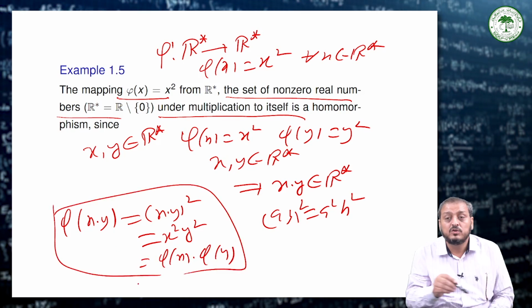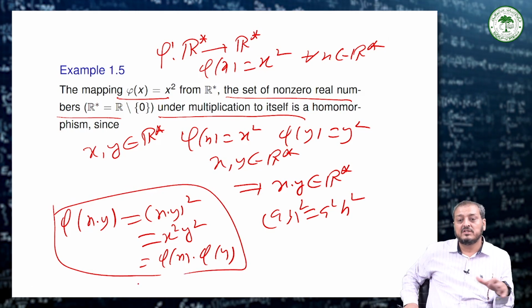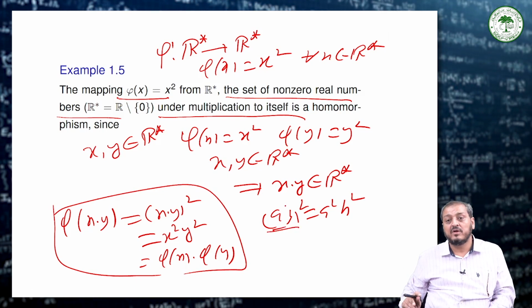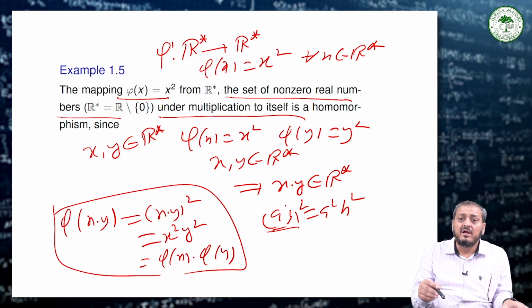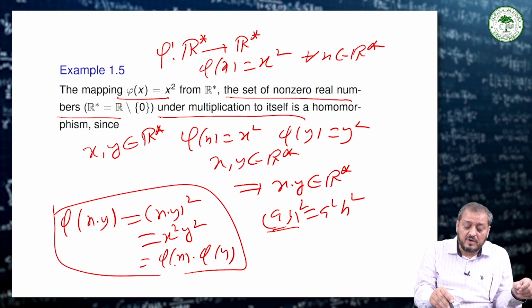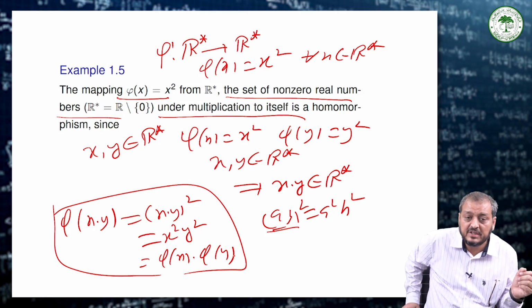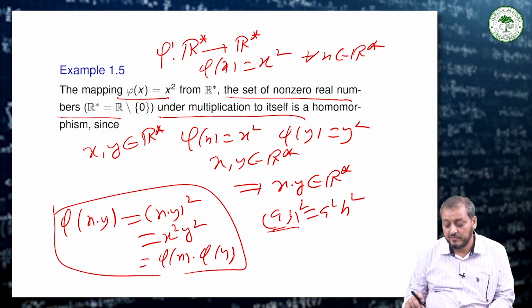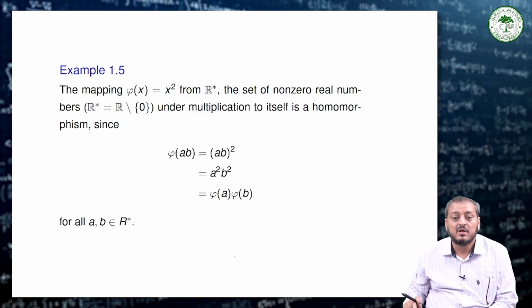So again we show that the set of non-zero real numbers under multiplication is an abelian group, and the property of an abelian group says that (ab) whole square is the same as a square and b square. So by using this property we can easily say that phi of xy is equal to phi of x into phi of y. So in this case also we say that this is clearly a homomorphism. Okay, so this we have completed.